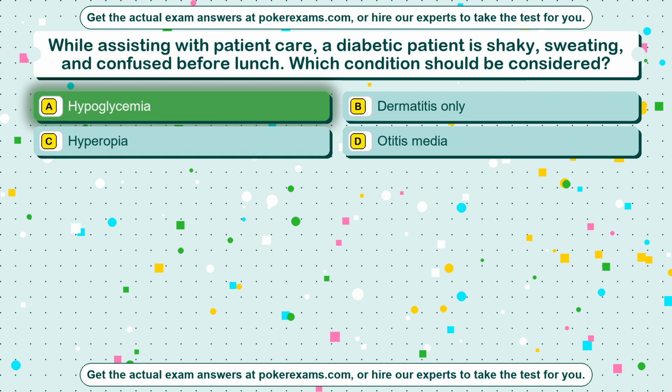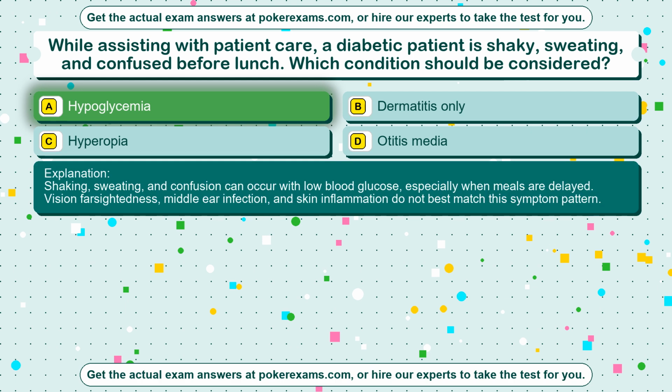The correct answer is option A, hypoglycemia. Shaking, sweating, and confusion can occur with low blood glucose, especially when meals are delayed. Vision farsightedness, middle ear infection, and skin inflammation do not best match this symptom pattern.